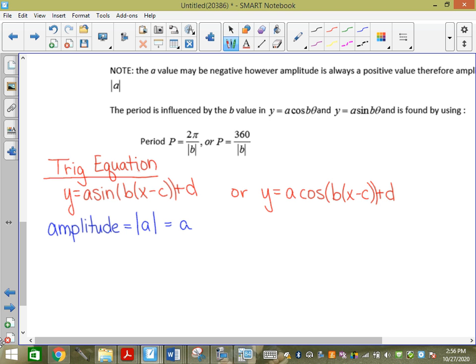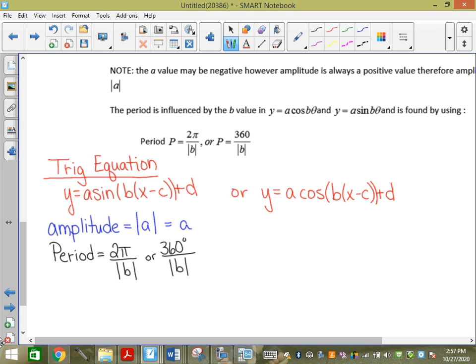Okay? How do I get the period off of an equation? I'm going to give you two formulas, but then we're going to use transformations so we don't screw this up. So the period off of an equation is 2 pi over the absolute value of b, or 360 degrees over the absolute value of b. Those aren't on your formula sheet. Those are for you to memorize, but you don't really need to memorize them if you know your transformations.